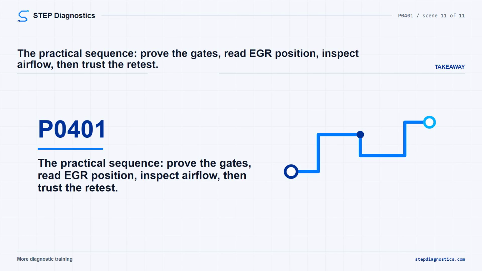The takeaway is simple. Prove the monitor conditions, confirm the EGR position signal, eliminate airflow path problems, then make the final call based on whether P0401 returns.